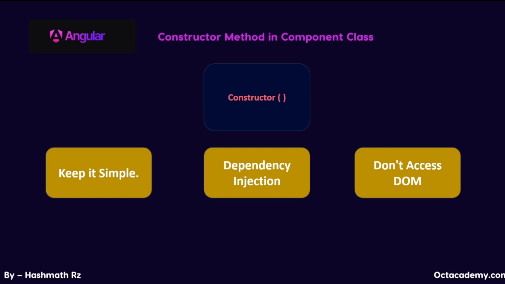Next, use the constructor only for injecting dependencies. Next, avoid async operations. Don't make HTTP calls or start complex async operations inside the constructor method. And at last, don't access the DOM. The view isn't ready in the constructor, so don't try to access DOM elements inside this constructor. So hope you guys got the idea.